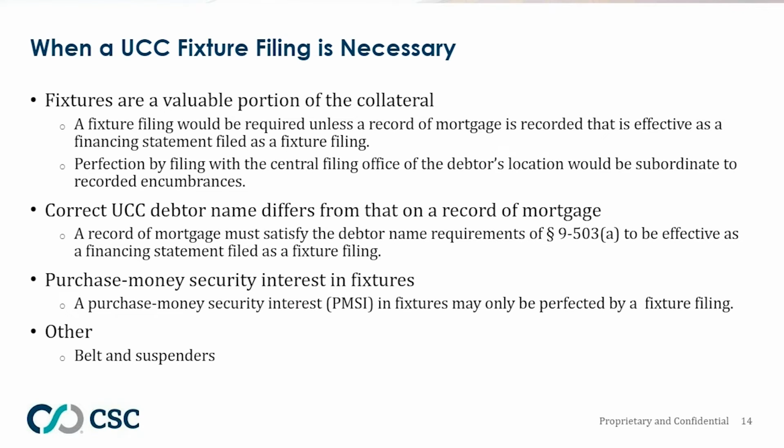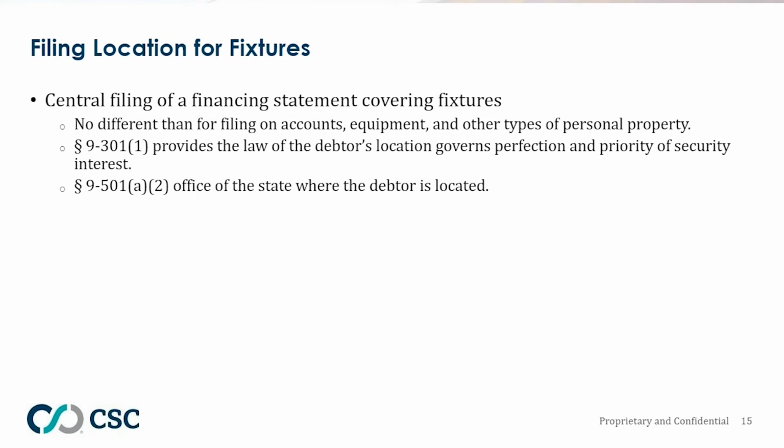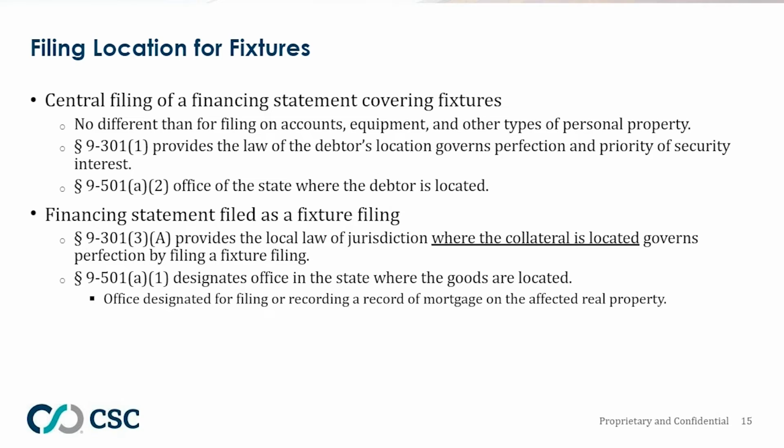Now, as far as the filing location for fixtures, I mentioned earlier that you can cover fixtures by central filing. And that's when the record is not intended to be a fixture filing, but it may cover fixtures. Here, the governing law is going to be the law of the state where the debtor is located, and the filing office will be the central filing office under Article 9. For fixture filing, however, the law governing perfection is the local law of the jurisdiction where the collateral is located. So that can be different, of course, than where the debtor is located. And the proper office within the state is going to be the location where a record of mortgage would be recorded on the affected real property.